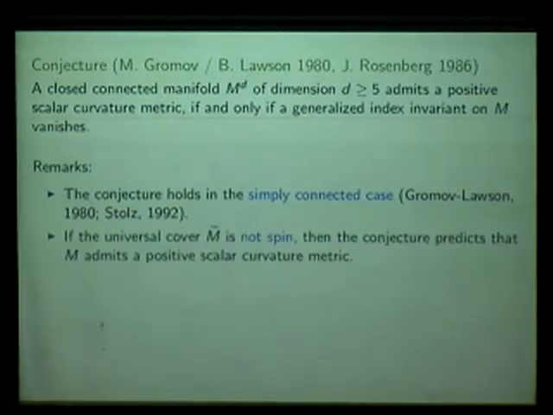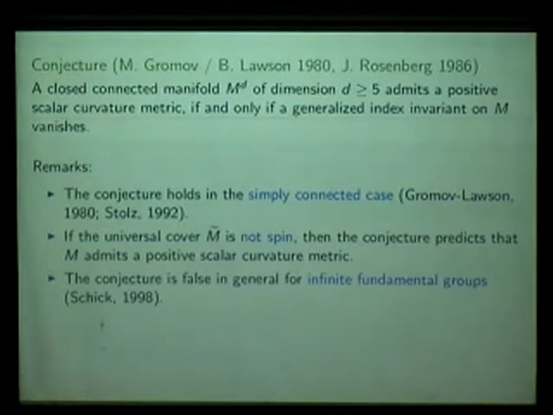But let us look at a little more examples. So the non-spin case means, so the prediction is that if the universal covering of M is a non-spin manifold, then M is conjectured to admit a positive scalar curvature metric, so no obstruction at all. But here we have a very interesting finding of Thomas Schick, namely the conjecture is actually wrong. And I mean, somehow people tend to put this aside a little bit and still look at this conjecture, but it is just wrong in general. And this is not a very good sign, I would say. At least for infinite fundamental groups, it's definitely wrong.